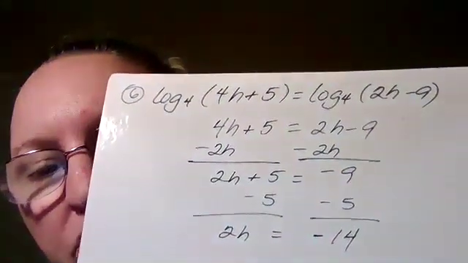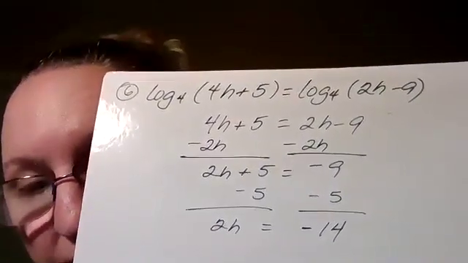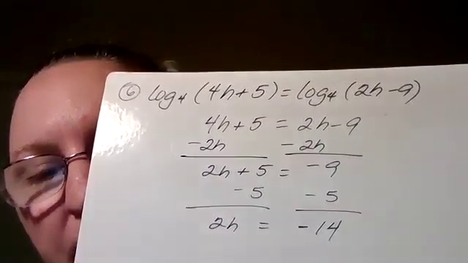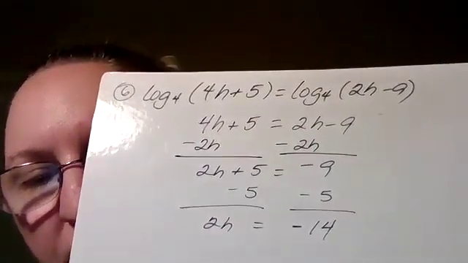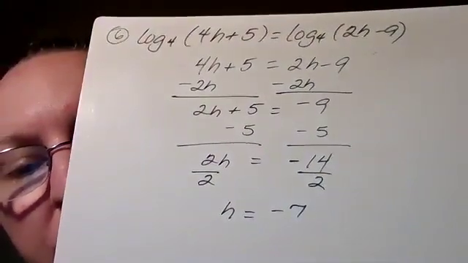Okay. This is the part where you may make a mistake. It's not unusual. It should be negative 14. Be sure that negative 9, take away 5, is negative 14. So I've got 2 h's is negative 14, so I need to figure out what 1 h is. So I'm going to divide both sides by 2. And hot diggity dog, h is negative 7.